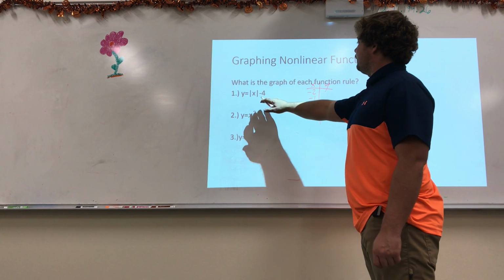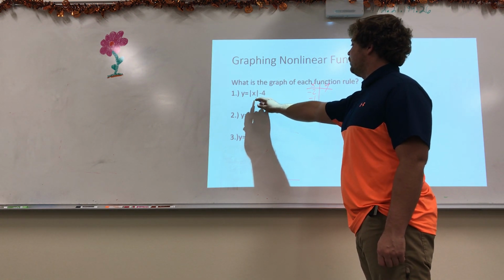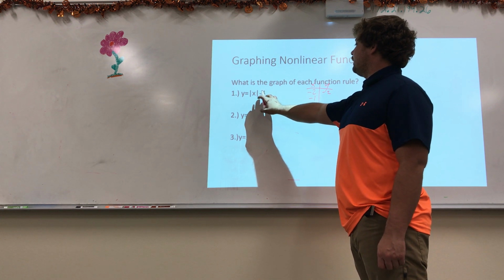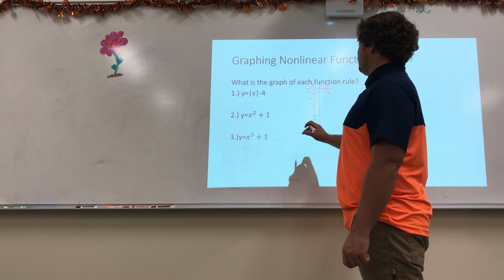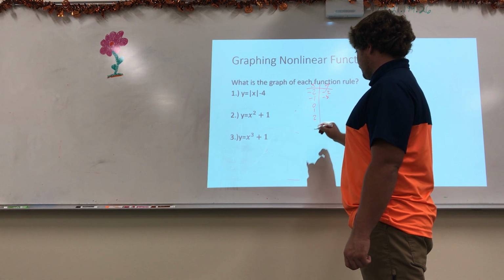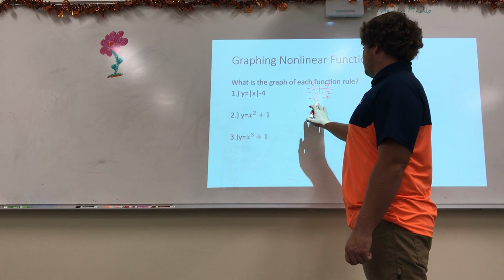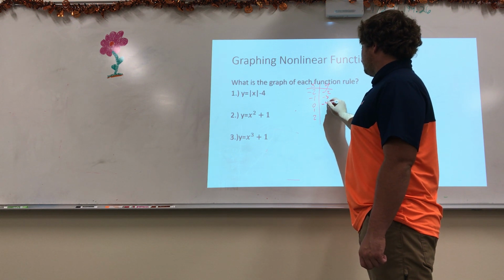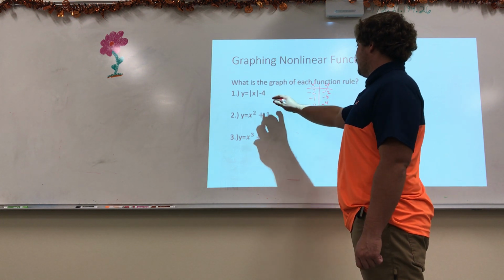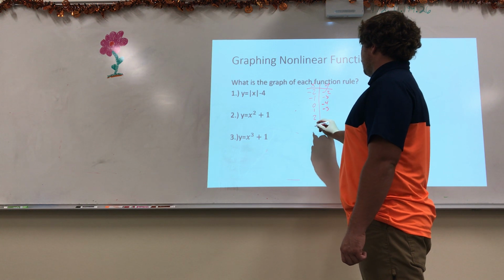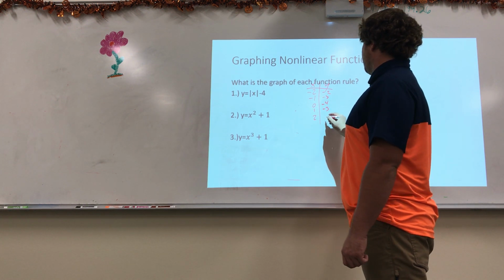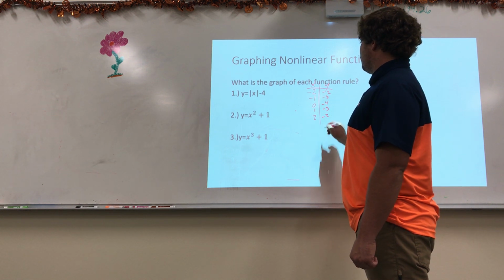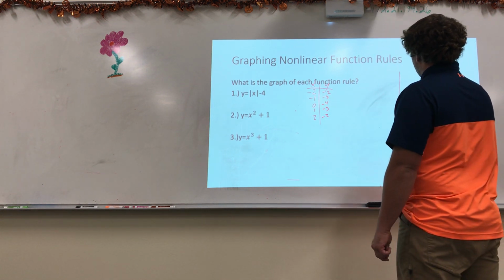If I put in -2 here, I'm going to make that a 2, which means that's going to be -2. Put in -1 here, I'm going to get 1 minus 4, which is going to give me -3. I plug in 0 there, I'm going to get -4. I plug in 1 there, I am going to get -3. And I plug in 2, I'm going to get a -2.